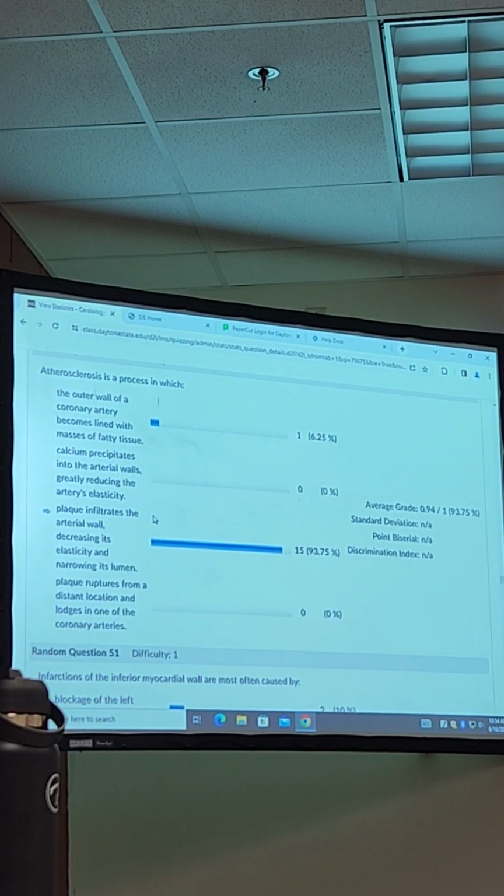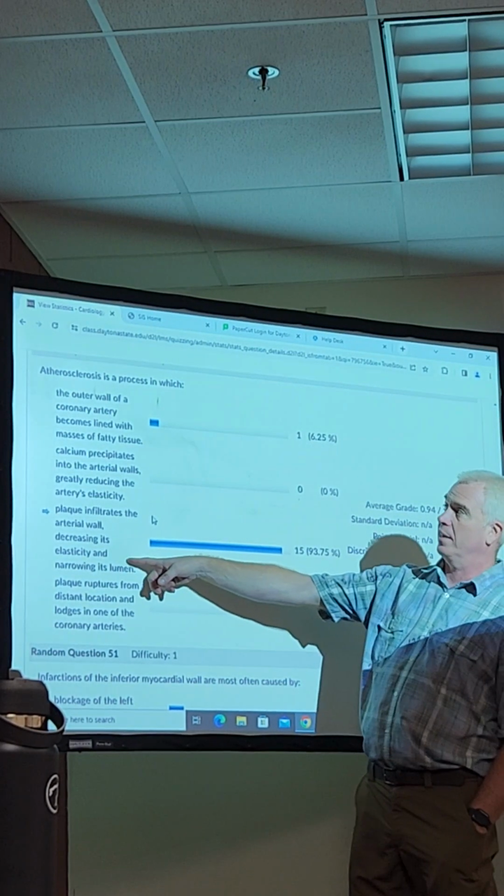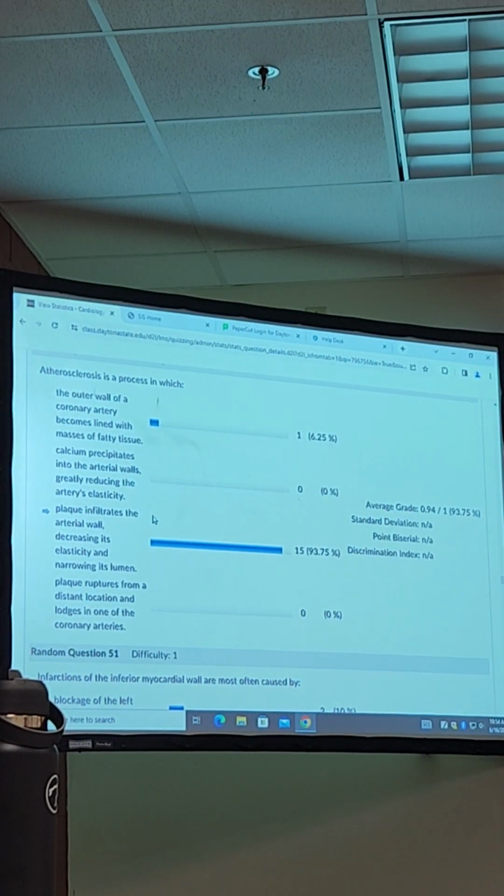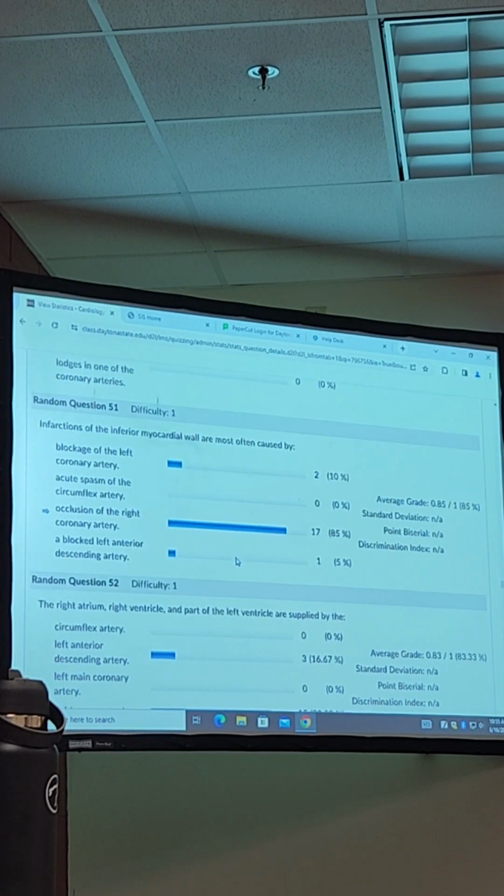Atherosclerosis is a process in which you get plaque buildup in the arterial walls, decreasing its elasticity, narrowing its lumen, the tube in the center where blood goes.